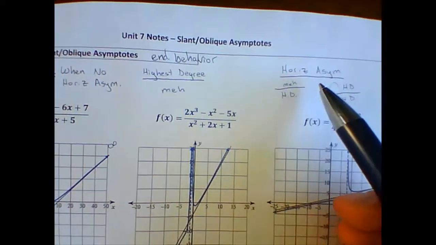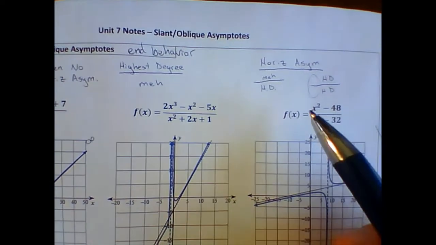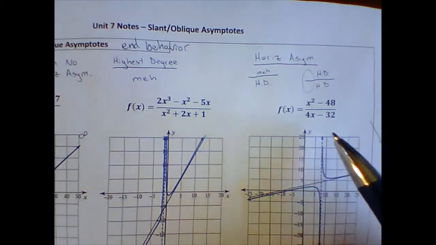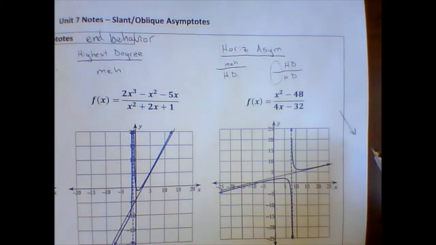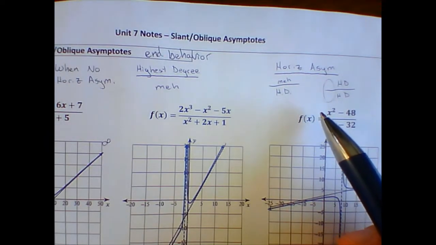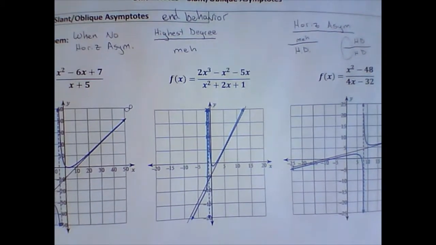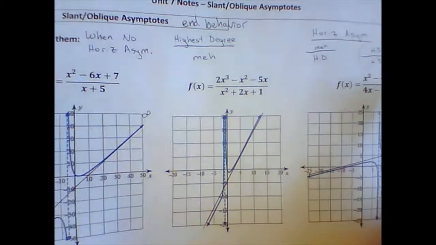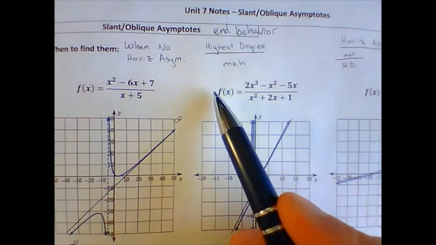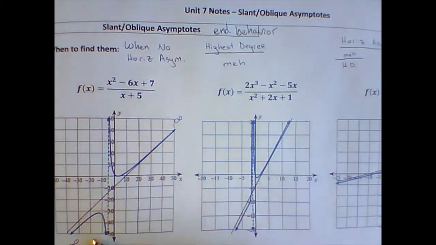Horizontal again doesn't go with oblique or slant asymptotes. But anyway, if you want them to go down, the highest degree has to be negative. There has to be a negative in front of your highest degree, and then they go down instead of up. All of these are positive in front of the highest degree, and so all of their slant asymptotes go up.